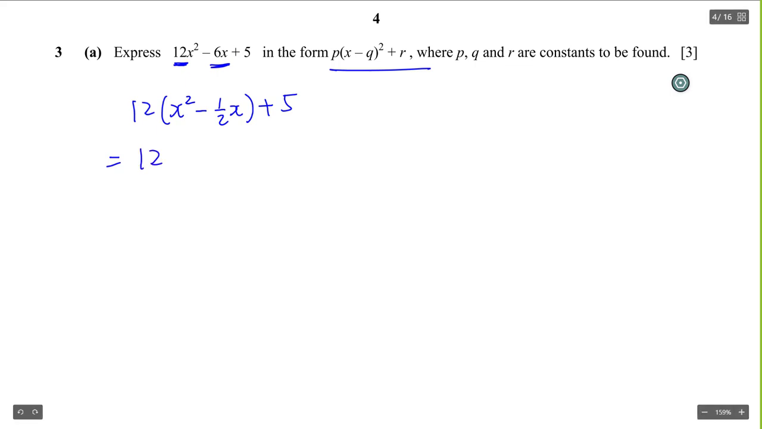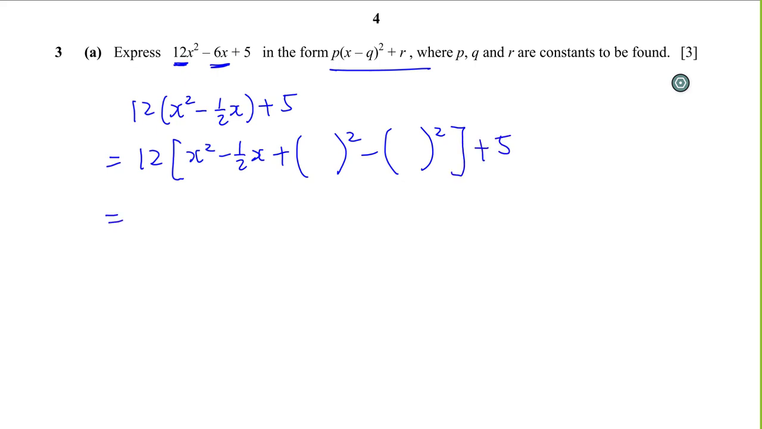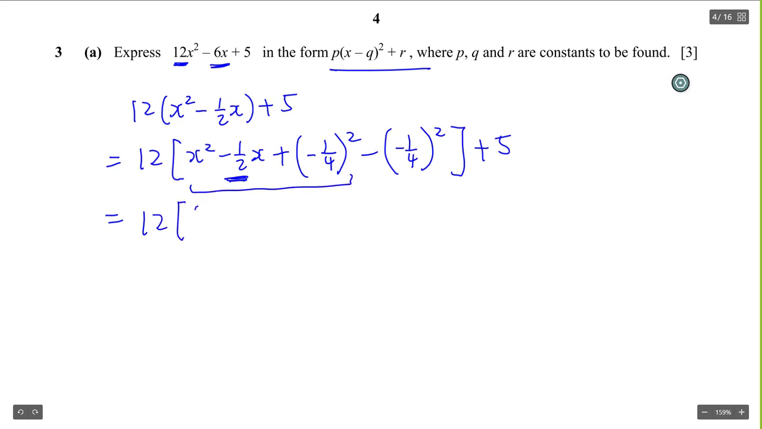So then the next step I will do is copy the first term and the second term, and then I plus something bracket square minus back something bracket square plus 5. Alright, so the something here is basically your current b divided by 2. So your current b is negative 1 over 2. So divided by 2 will be negative 1 over 4. Then the next step, I will combine the first three terms. So it will become x minus 1 over 4 squared. Only take the first and third. And then here will be minus 1 over 16 plus 5.